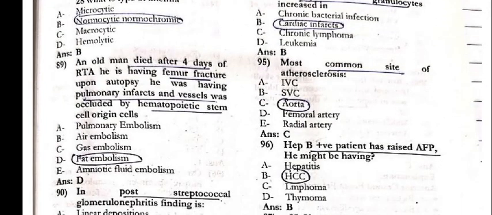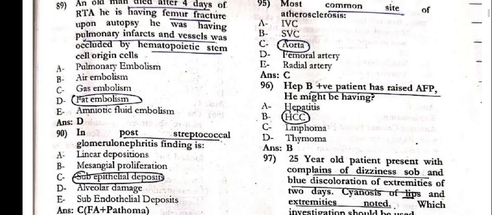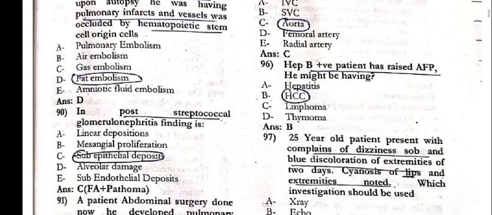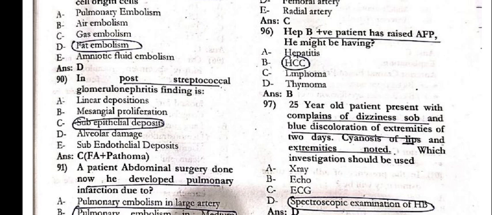An old man died after 4 days of a femur fracture. Upon autopsy, he had pulmonary infarcts and the vessels were occluded by hematopoietic stem cells, bone marrow origin cells. That is fatty embolism. In post-streptococcal nephritis, the finding is subepithelial deposits.